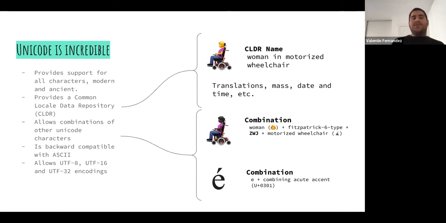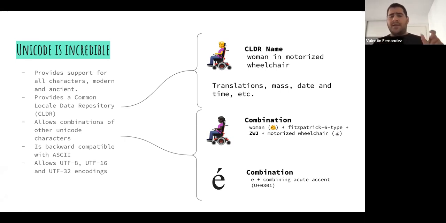And Unicode also allows combinations of other characters, and we're going to call these grapheme clusters, right? So let's take a look at the woman in a motorized wheelchair, but with some kind of skin tone modification, a skin tone modifier, right? So this woman in a wheelchair is a grapheme cluster, and it's the result of the combination of the emoji of a woman followed by a Fitzpatrick skin tone modifier. Fitzpatrick is a scale from 1 to 6 of the different skin tones, right?